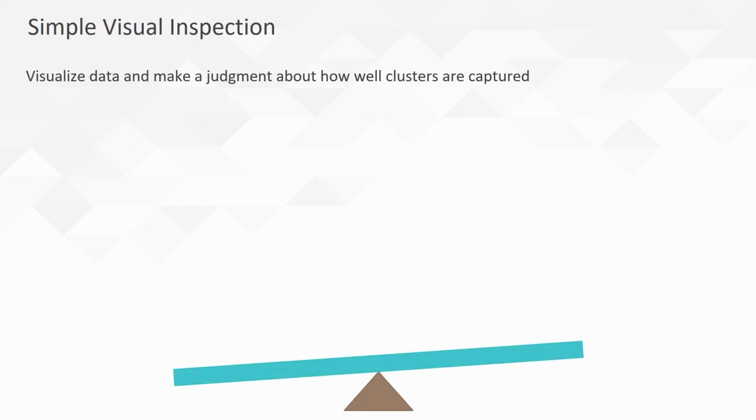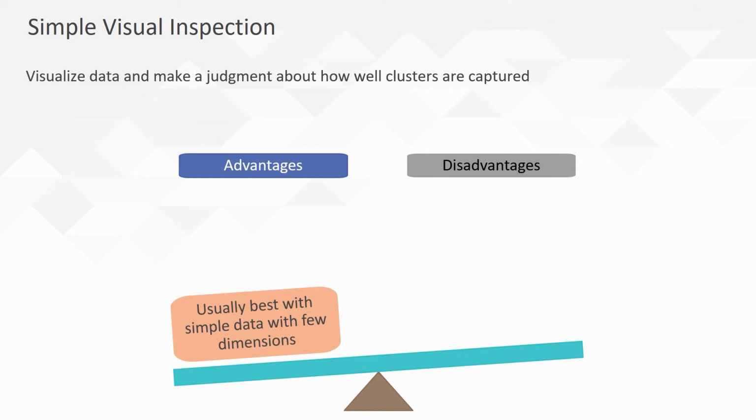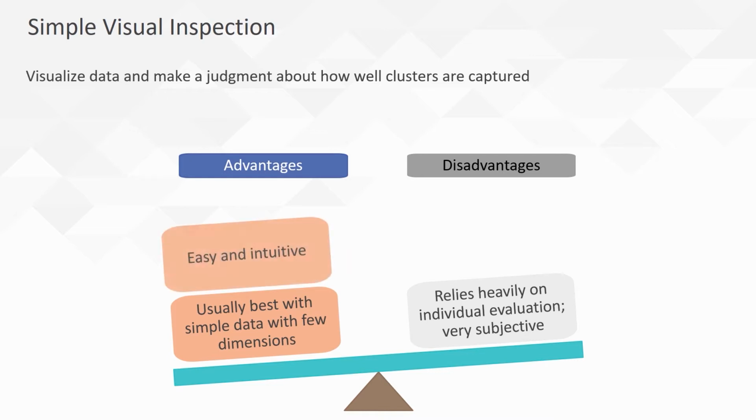We can visualize data and make a judgment about how well clusters are captured. Clustered points should be close to each other and further from other clusters. Now, there are some advantages as well as disadvantages. It is usually best with simple data with few dimensions. On the disadvantageous side, it relies heavily on individual evaluation. It is very subjective. And on the advantageous side, again, we can say that it's easy and intuitive. Now, why don't we go ahead and do an exercise to see what we're talking about here?